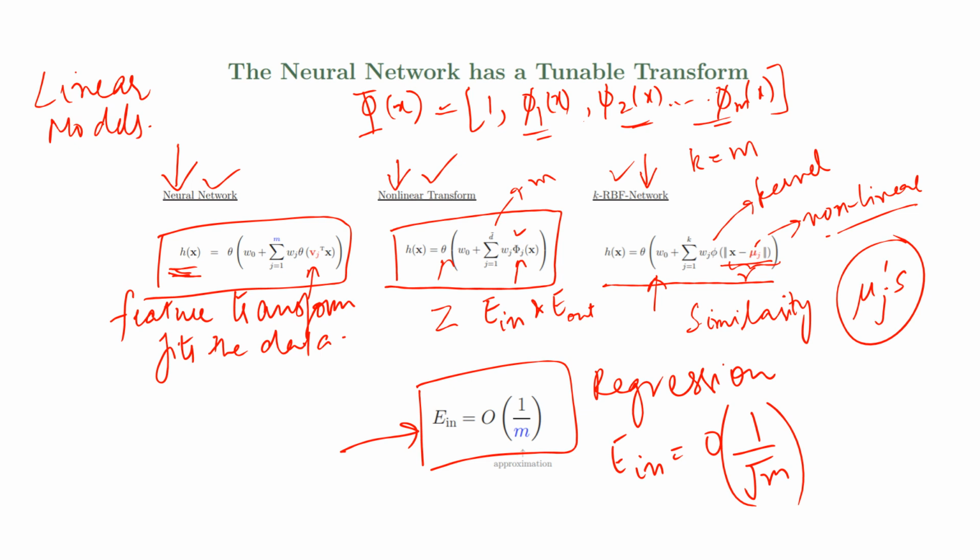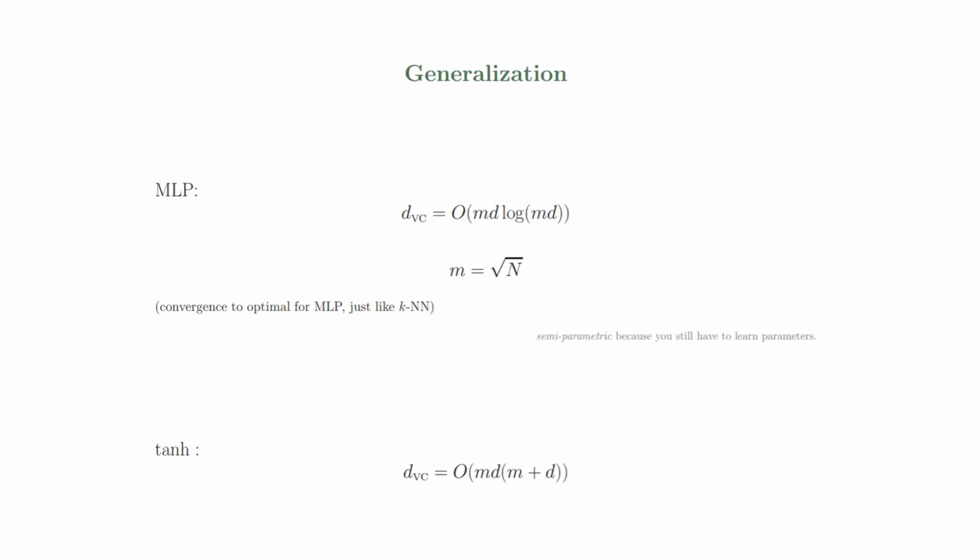Now we have to see how we get a link from E_in to E_out, because we haven't discussed generalization of neural networks, right? So let's look at that. Generalization is something that we haven't talked about yet.